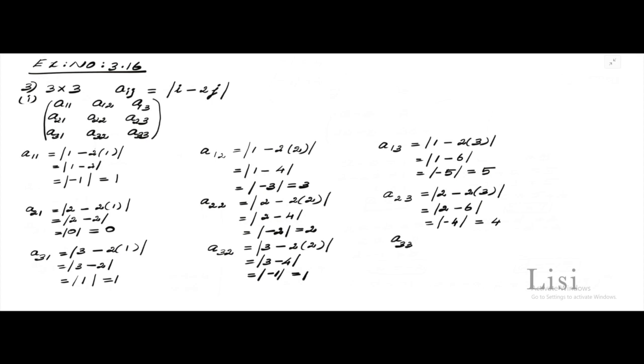A33 is equal to determinant of i is 3 minus 2 into j is 3. This is equal to determinant of 3 minus 2 threes are 6. The difference between 6 and 3 is 3. The greater one is 6, so minus, which is equal to 3. Yes.